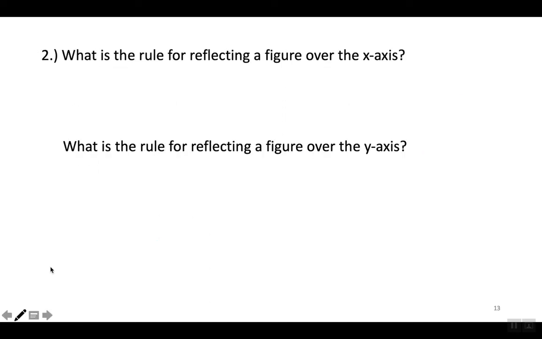Okay, question 2. What is the rule for reflecting a figure over the x-axis, and what is the rule for reflecting a figure over the y-axis? I gave you an easy way to remember both of these rules. Let's go over that real quick. I said whenever you're reflecting over the x or y-axis, all you have to do is change the sign of the other letter. So for example, if I'm reflecting over the x-axis, I have to change the sign of the y-coordinate.